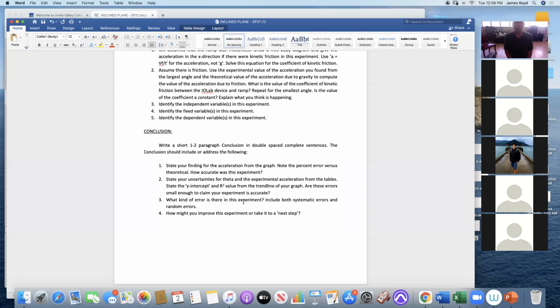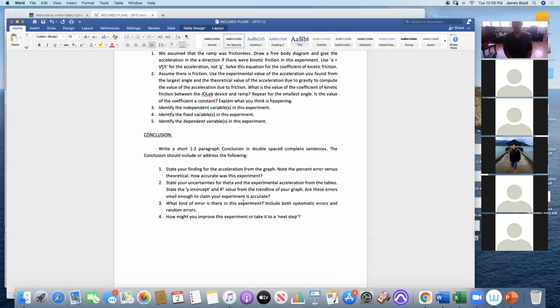State your uncertainties. So make sure you give your uncertainties and your experimental acceleration, your y-intercept, your r-squared value for your graph. If you looked at mine, my r-squared value was terrible. It was like 0.95. Needs to be over 0.99 to be good. So my data didn't really match a linear trend line. Yours hopefully will be a lot better.